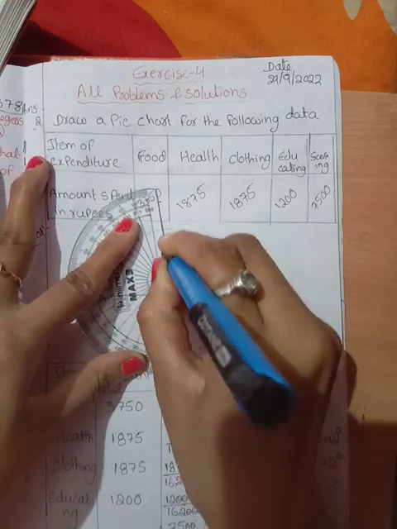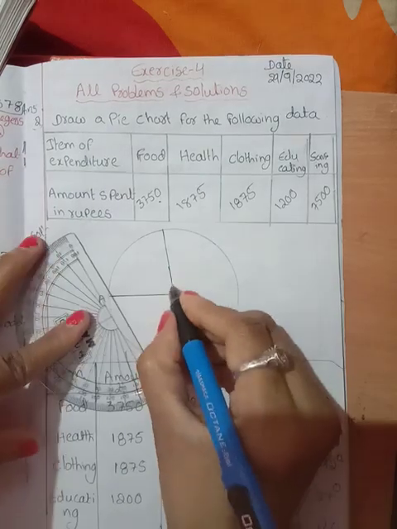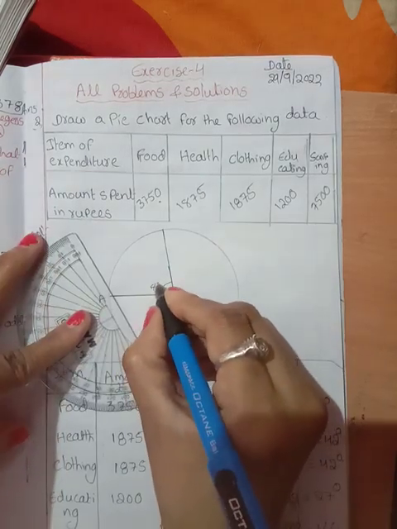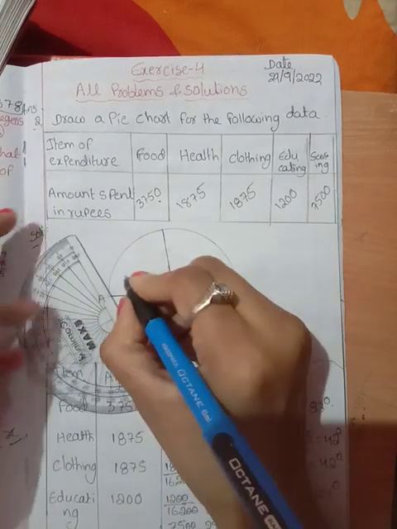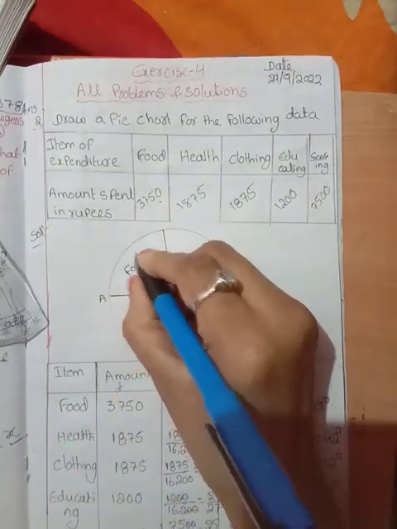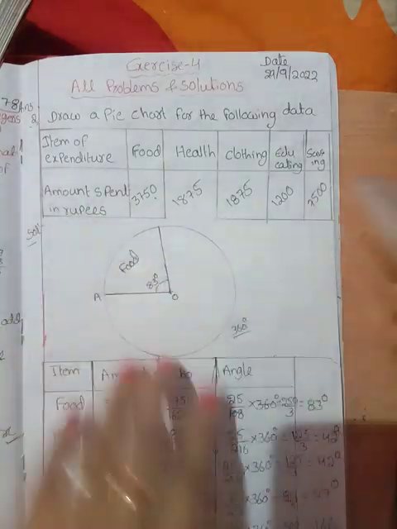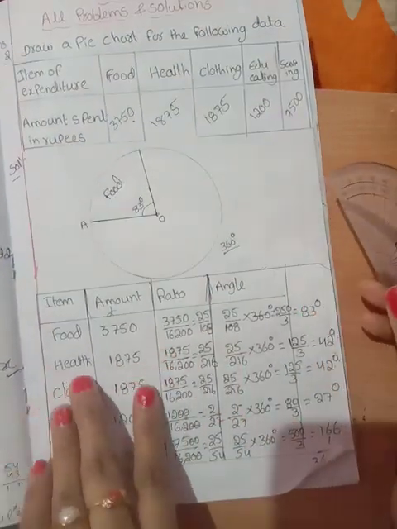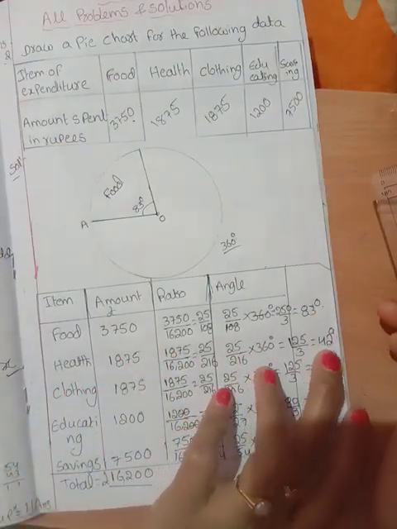Okay, Gagan, say this is the 83 degrees. What's this one? Food only. Okay, food. The next item is health. Health is 42 degrees.